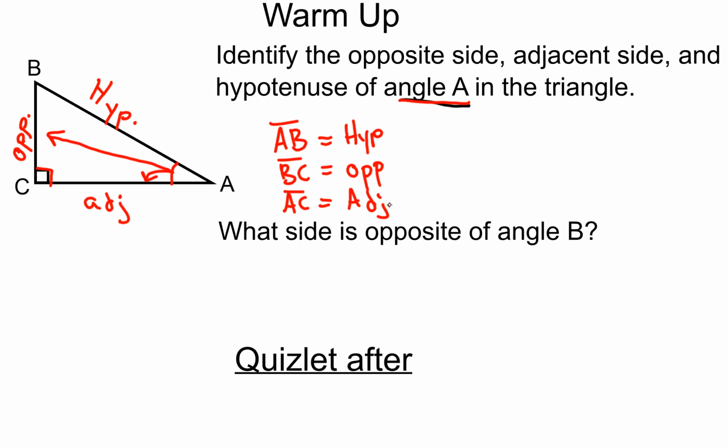Second question, what side is opposite of angle B? So now we're switching acute angles. We're no longer looking at A. We're going to look at angle B. And the opposite side to angle B is whatever side is directly across from that angle, where that angle opens up to. So that's going to be side AC. That's our opposite side there.